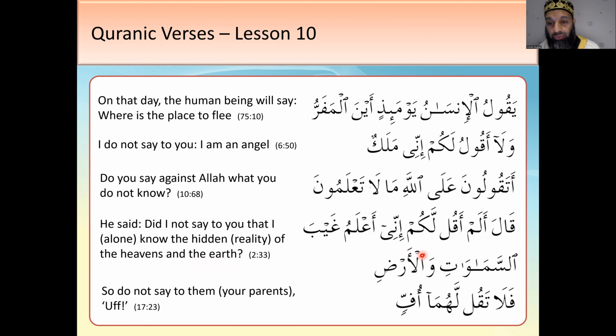Okay, so next one, qala. Look what's happened now, qala. What does qala mean? He said, good, fantastic. So we're going back to past tense. Qala is past tense, remember? Qala, qalu. So qala, he said, alam. It becomes did not, because lam is a past negation, right?